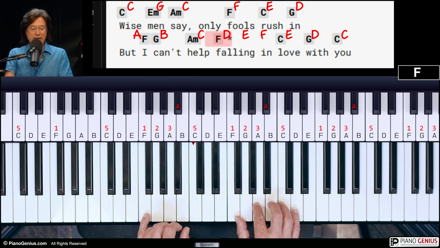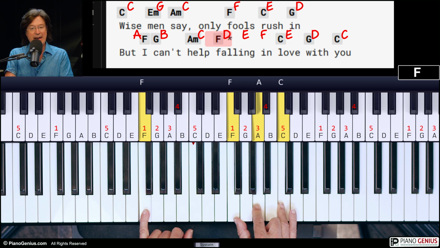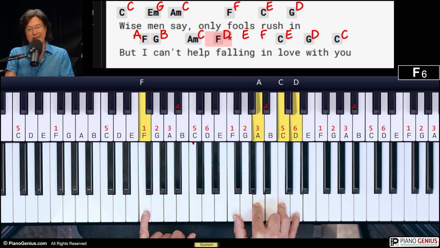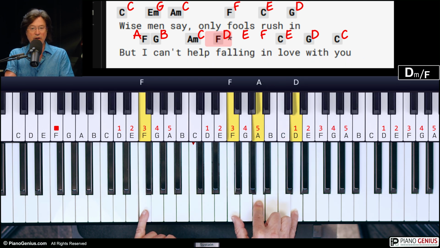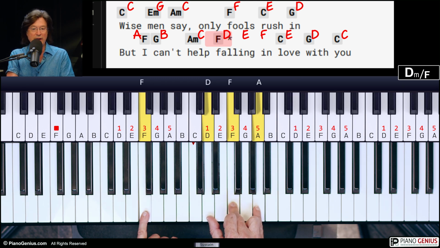So if we were to play an F and then we just added the melody note, "falling in," just so you know, that would be called an F6 chord, because we're playing the 1 and the 3 and the 5, and the 6 chord's a half step above. You could also get rid of the 5 note here and go "falling in," and that probably sounds better. So what that is actually is a D minor over an F chord.